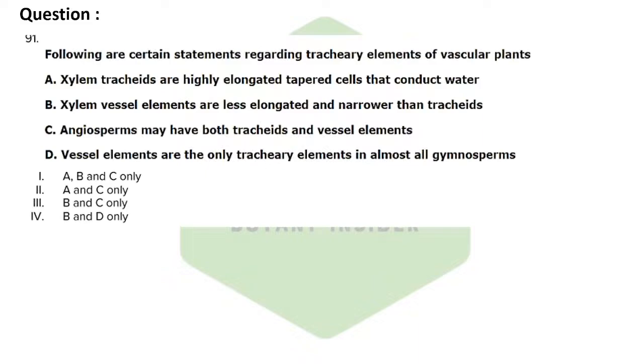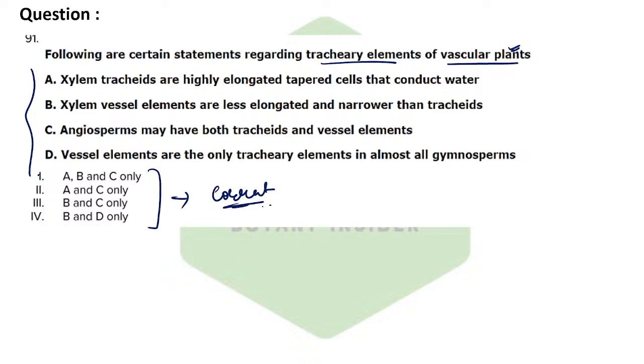Next question. Following statements are given to us regarding the tracheary elements of the vascular plants. So vascular plants are what? These are the plants that have a vascular system, having xylem and phloem for conduction of water and food. Right? Four options are given to us. We need to find out which of the following is a correct combination.